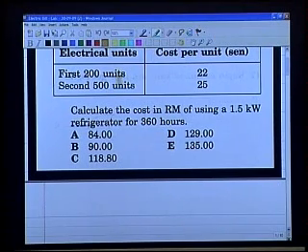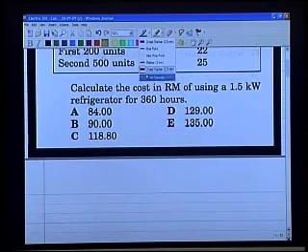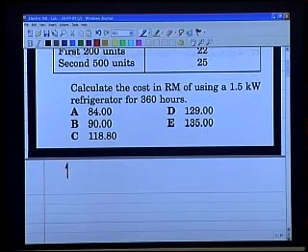Look at this. Electrical units. 1 unit of electricity. When we say 1 unit, what does it mean? When we say 1 durian, we understand, right? So, 1 unit of electricity, what does it mean? 1 unit of electricity is defined as 1 kilowatt hour.